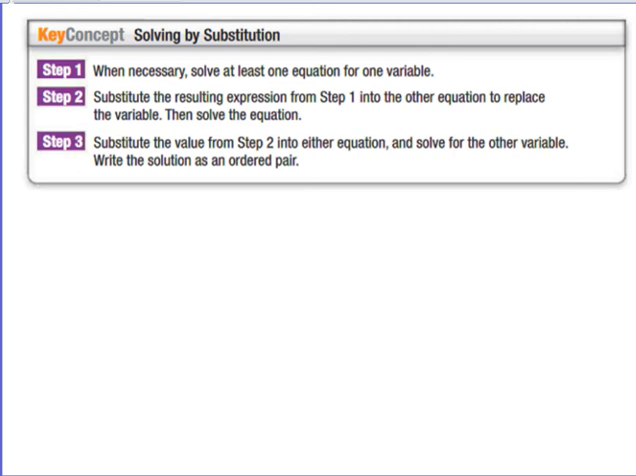So we're going to solve an equation for one variable, and we'll talk about what variable and why as we go through some examples. And then when we get it solved for one variable, we're going to substitute that into the other equation. So this is going to make a lot more sense if we look at some examples.